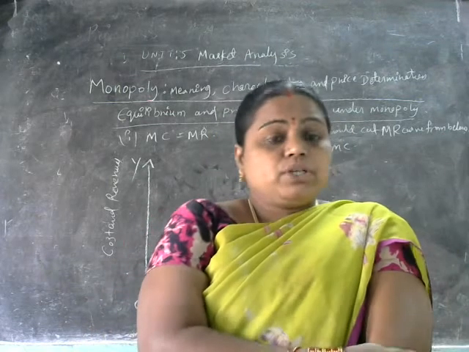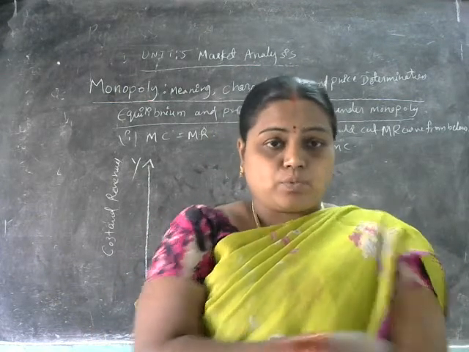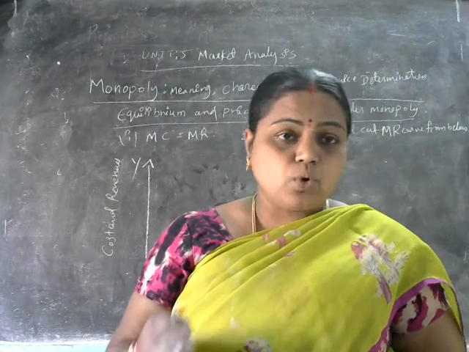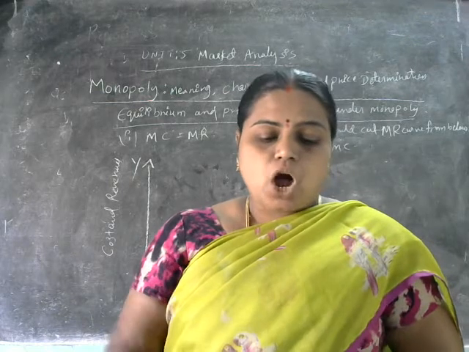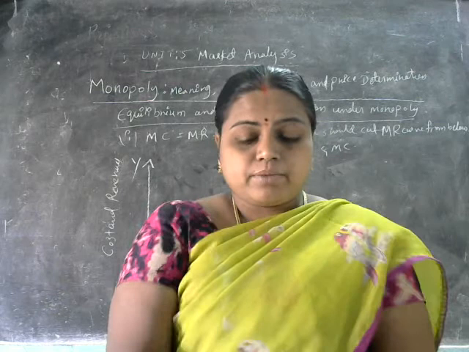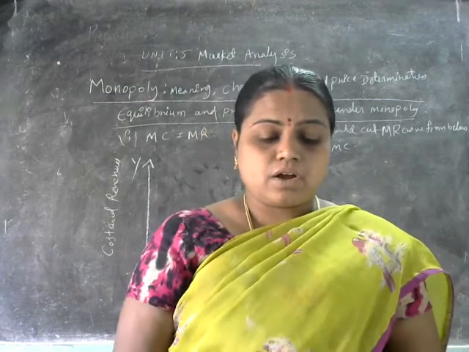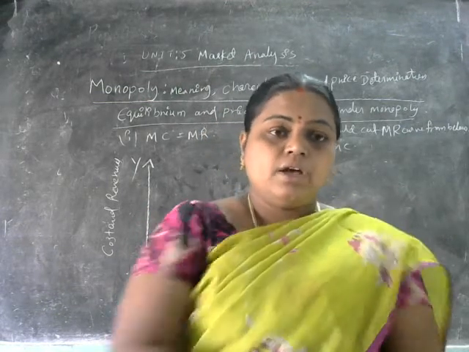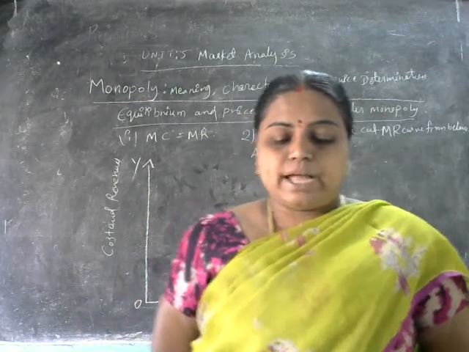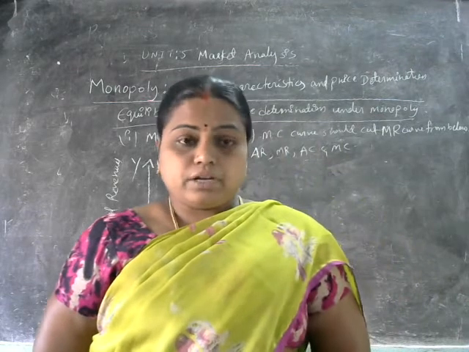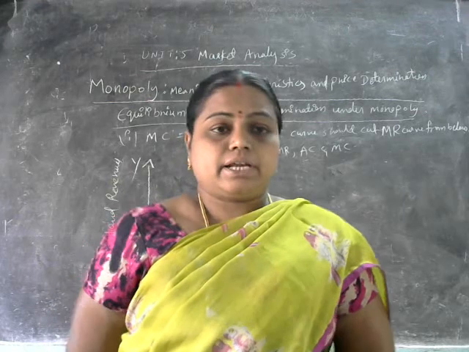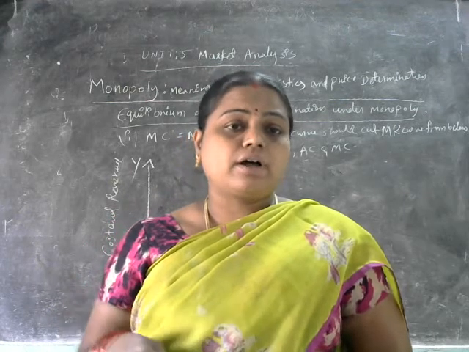So the monopolist will go on producing the additional output as long as the marginal revenue curve exceeds the marginal cost curve, because it is profitable to produce an additional unit if it adds more to revenue than to cost. Here it is going to add more to revenue than to cost.